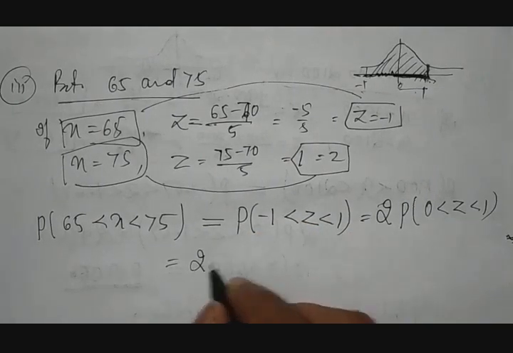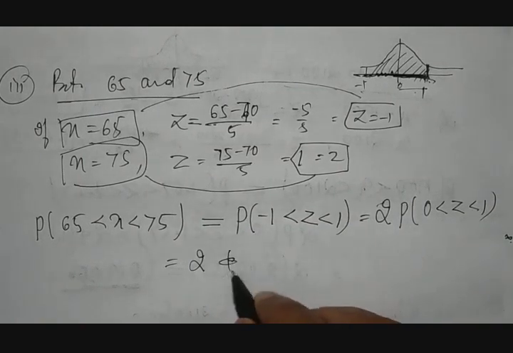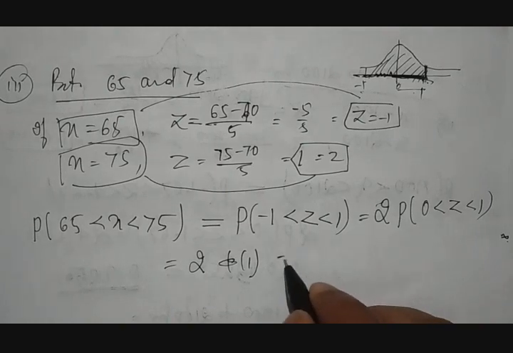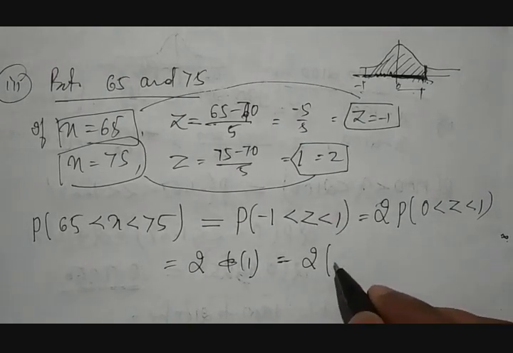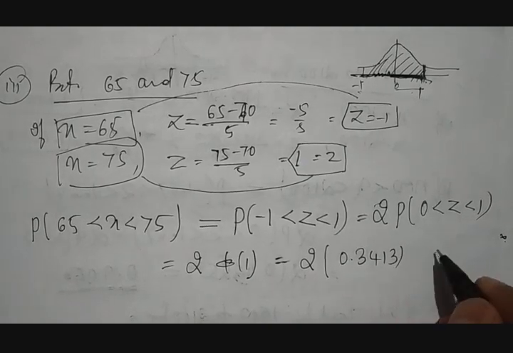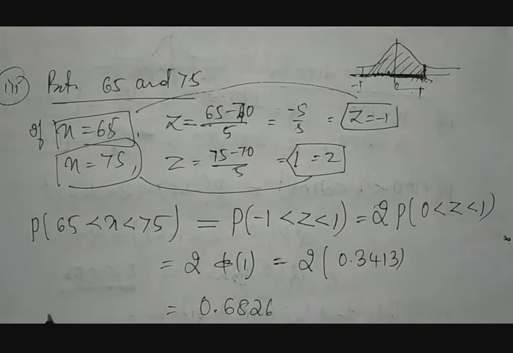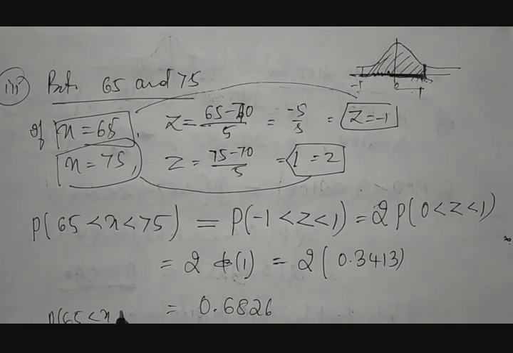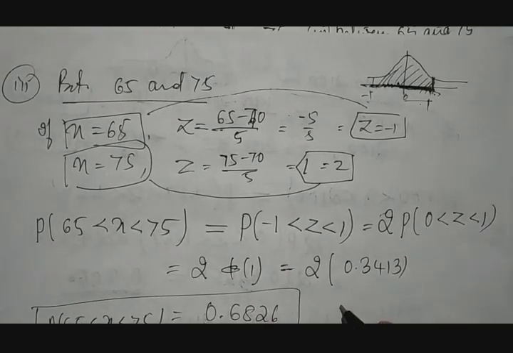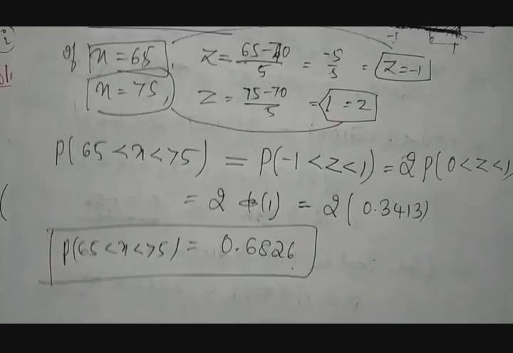Therefore, it is 2 into the probability of 0 less than z less than 1, which is nothing but phi of 1. Okay, phi of 1. Therefore, 2 into phi of 1, the calculation we have just taken, that is 0.3413. Therefore, which is equal to 0.6826. That is the probability of 65 less than x less than 75. Means 68% of the students can get marks between 65 and 75.